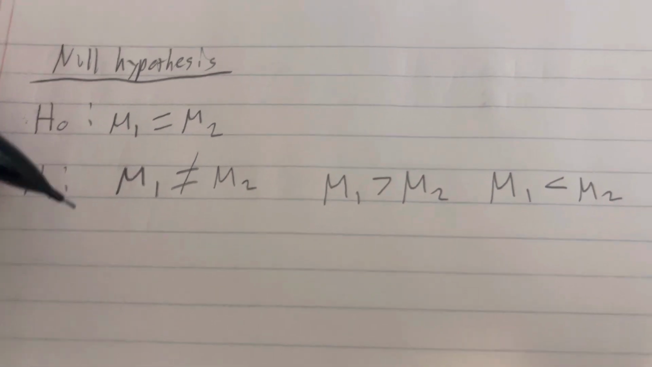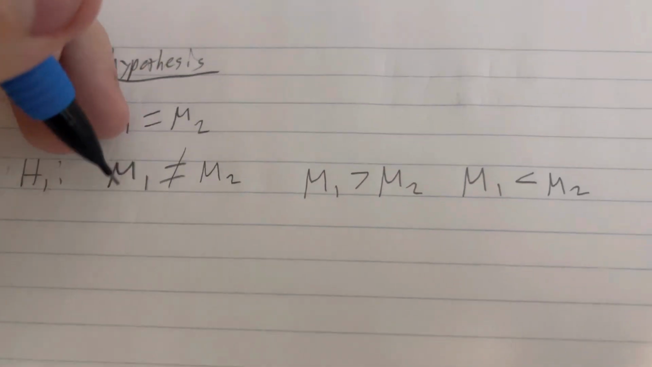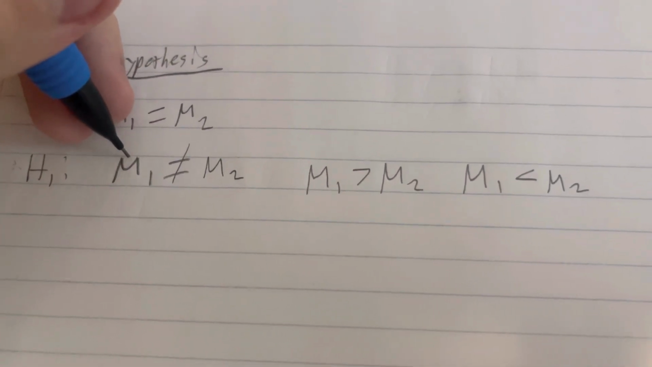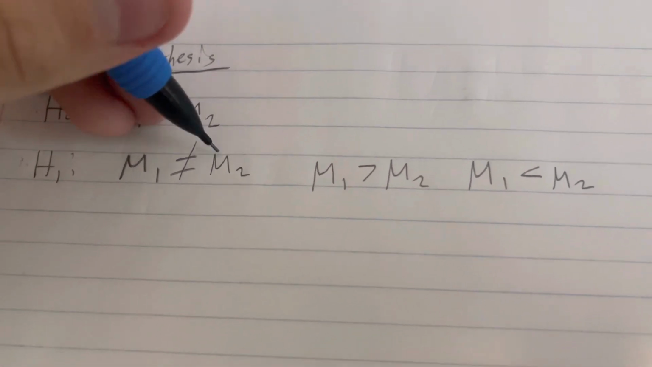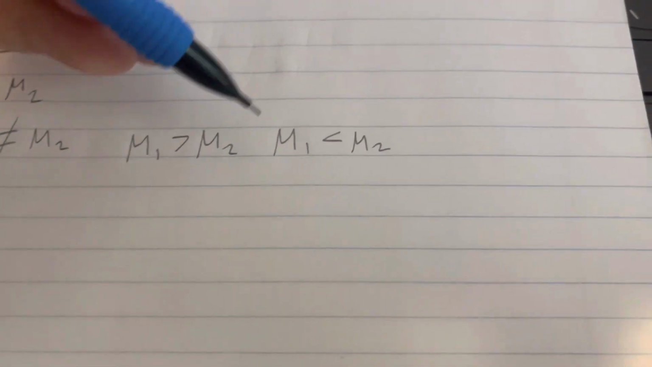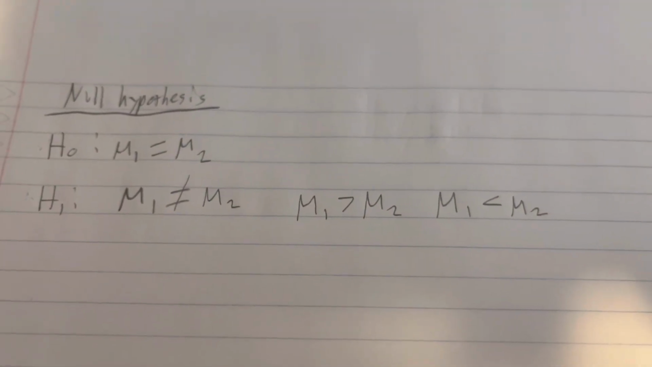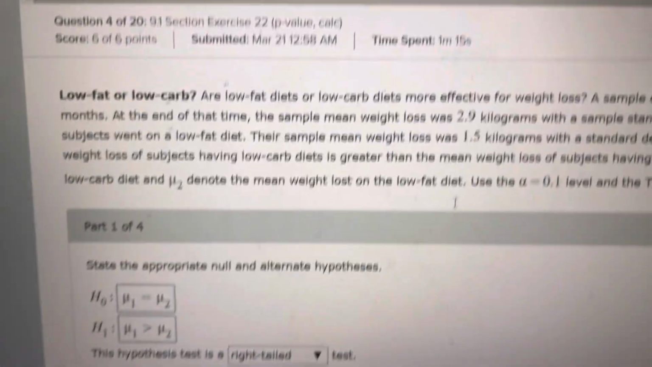Now for the alternate hypothesis, it could be one of three. It all depends on what the question is asking. So the three options could be mean 1 differs from mean 2, mean 1 is greater than mean 2, or mean 1 is less than mean 2. Again, it all depends on what the question is asking. Now let's go back here to the problem.